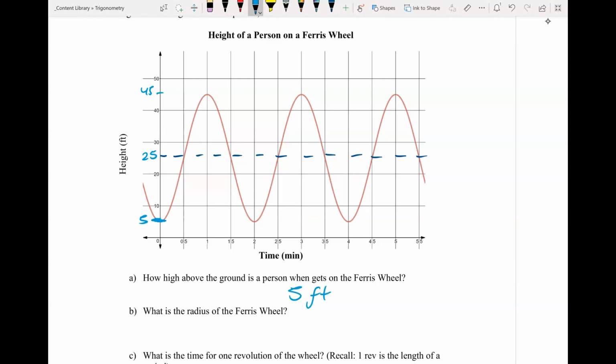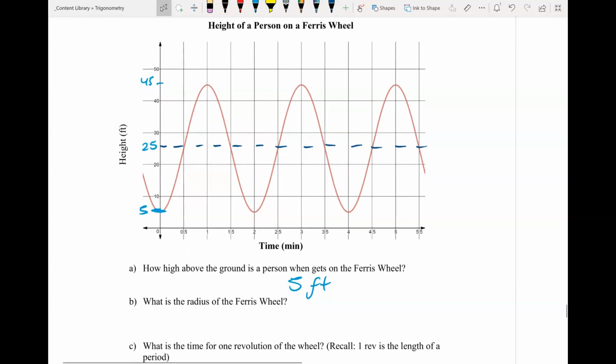What is the radius of the Ferris wheel? So that would be from the top of our Ferris wheel to our midline, or from the midline to the bottom of the Ferris wheel. That will help us determine the radius. And we found the amplitude of that was 20. And if you want to do an actual calculation, you could have done 25, which is at the center of the Ferris wheel, or midline, minus 5, which is the bottom of the Ferris wheel. And that's how we would have gotten the 20 feet radius.